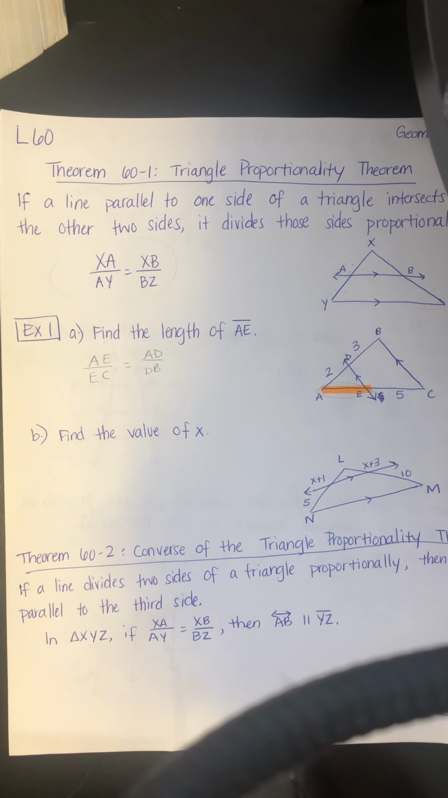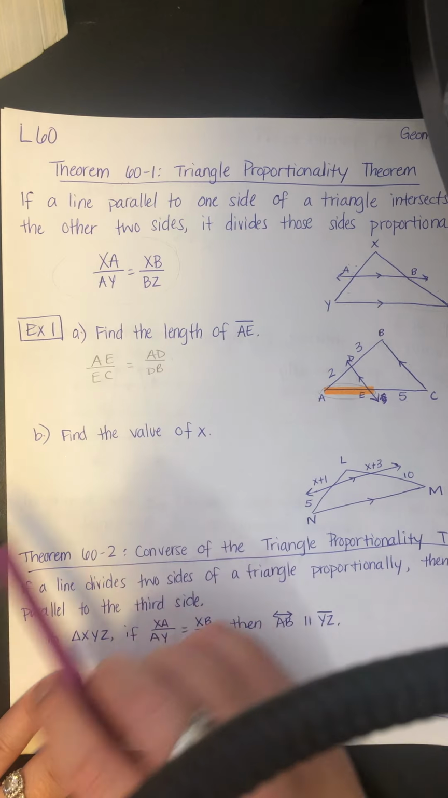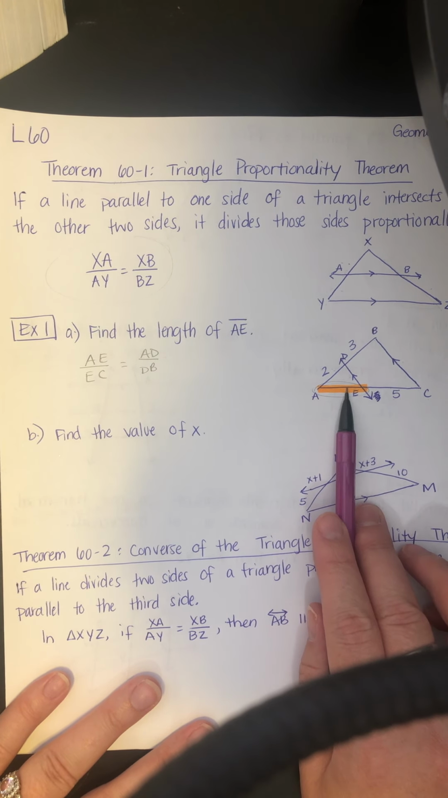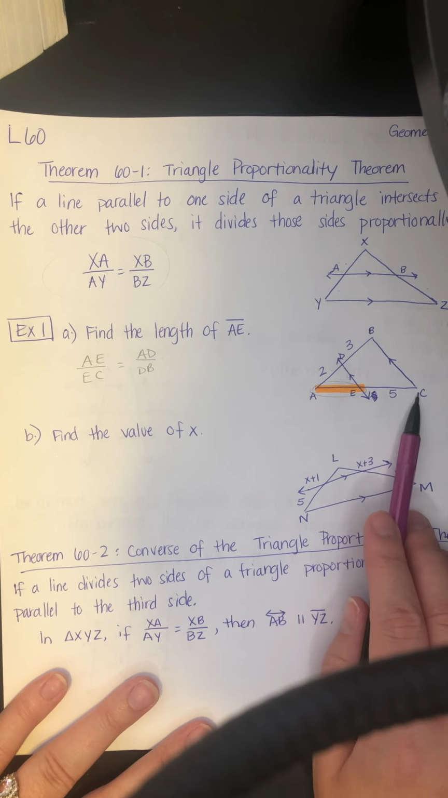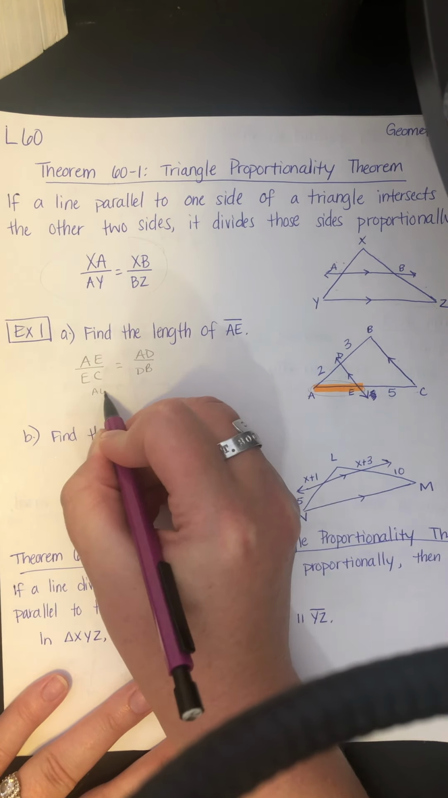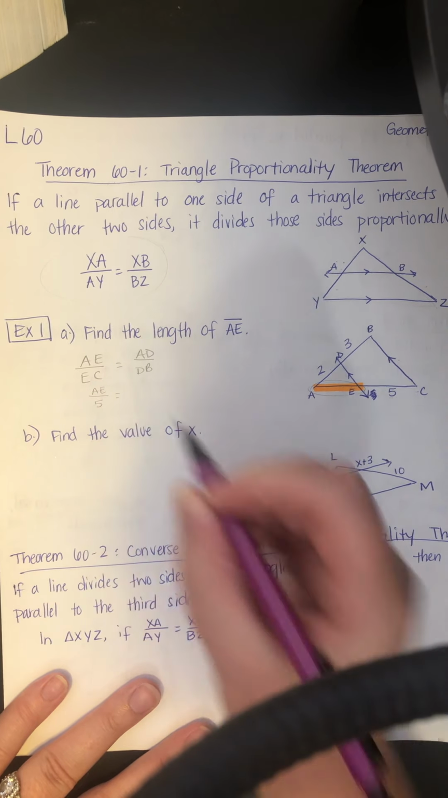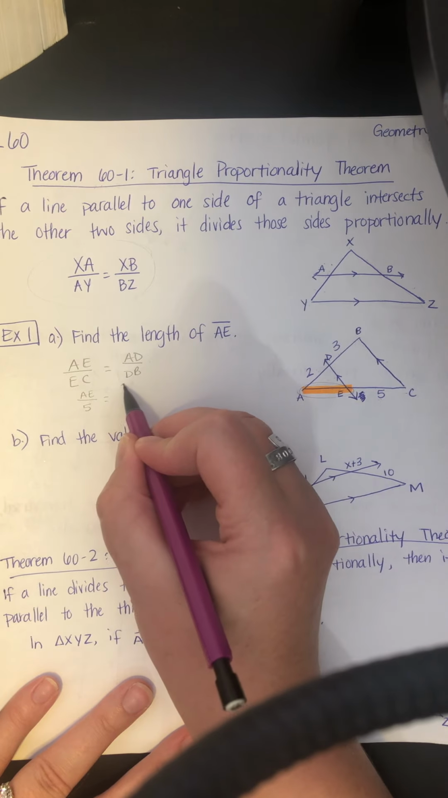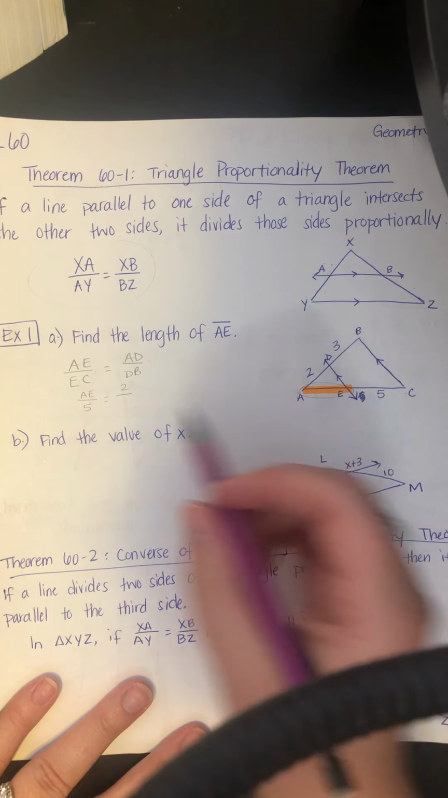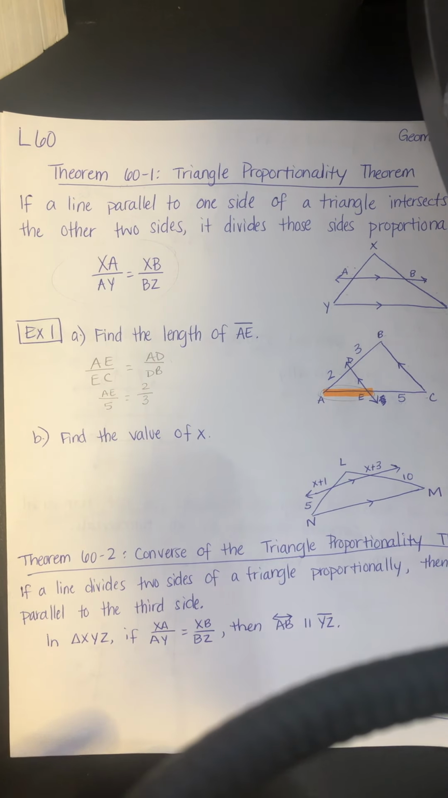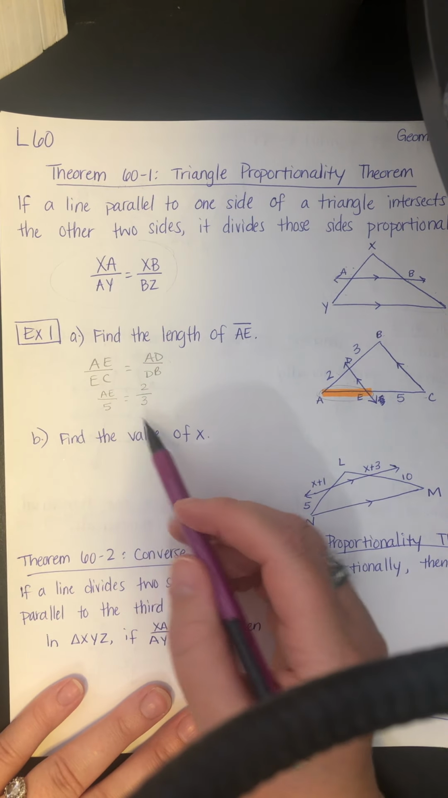Now you can replace these segments with the numbers, okay? So AE is what we're searching for. It's going to stay the same. EC will replace with 5 because it says it's that long. So we have AE over 5 equals the length of AD, from A to D, it's 2, over the length of DB, which is 3. And then you just solve it. You cross multiply. That's how you're going to solve these guys right here.